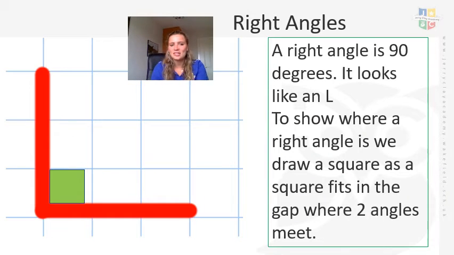So right angles, we did start to look at this yesterday, how a right angle is 90 degrees, it looks like an L, so if you put up your L on your left hand, you can see that this part here would be the right angle. So to show where a right angle is, a square would fit in the middle of where the angle would be, so that shows 90 degrees because that's where the square would fit.